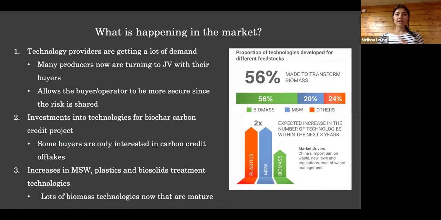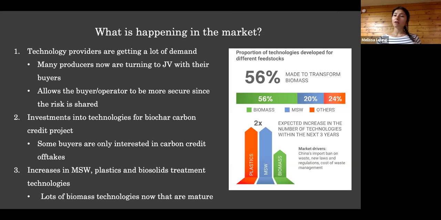So what is happening overall in the market? Technologies right now are getting a lot of demand. I speak to technologies every day, and it seems that they're all kind of overloaded with demand from potential investors and potential off-takers or partners, and they want to be involved in those projects generally. So it takes a lot of their time, but this is a really good thing because it means that the industry is actually getting more recognized, and investors are approaching technology manufacturers. And so are project developers and the governments too.